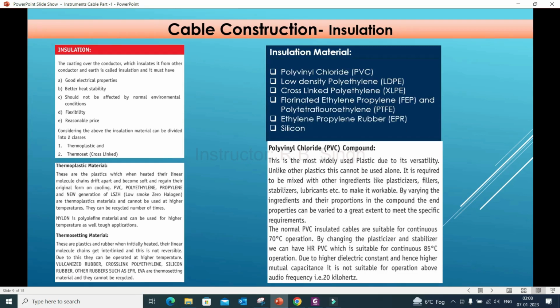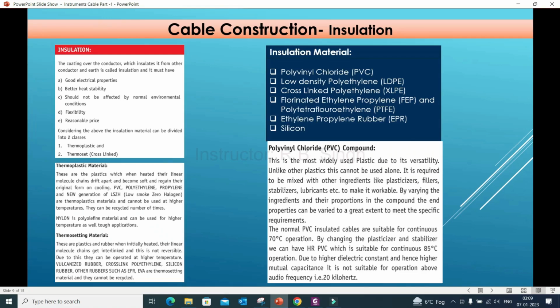Several types of insulation materials are there, like PVC, polyvinyl chloride, LDPE, low density polyethylene, XLPE, cross-linked polyethylene, FEP and PTFE, ethylene propylene rubber, that is EPR, and silicone. These types of material can be used, but normally we use PVC because our environmental condition is not much higher than 70 degrees centigrade, so polyvinyl chloride is better. And for higher applications like control or power cables, we can use XLPE cables.